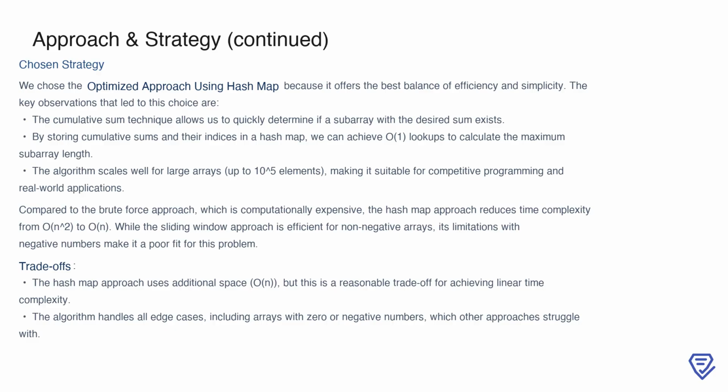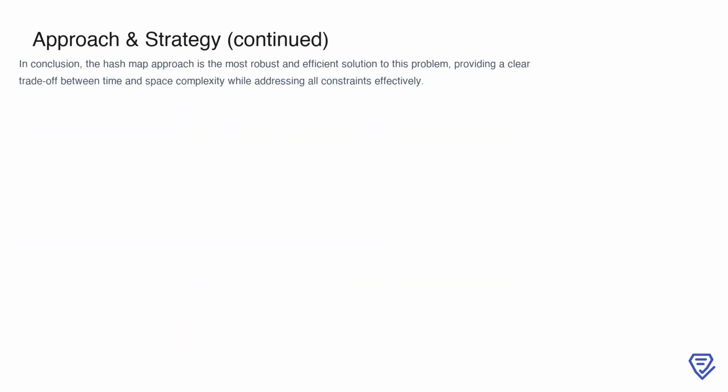While the sliding window approach is efficient for problems involving only non-negative numbers, it struggles with negative values, which are common in this problem. Therefore, the hash map approach not only handles edge cases, like arrays with zero or negative numbers, but also scales efficiently with large inputs. In conclusion, the hash map approach stands out as the most effective and robust solution for this problem.